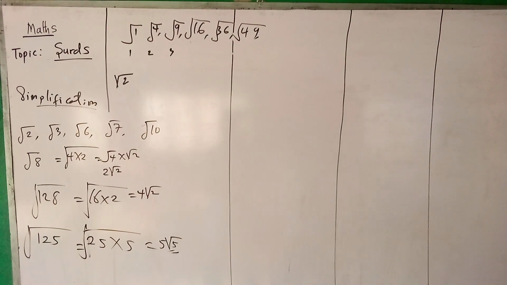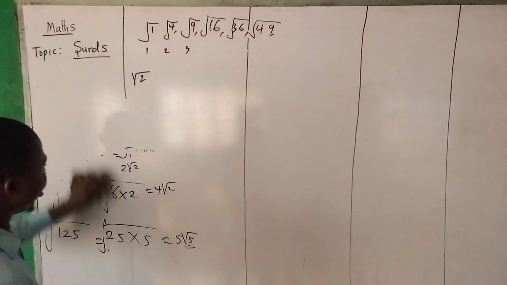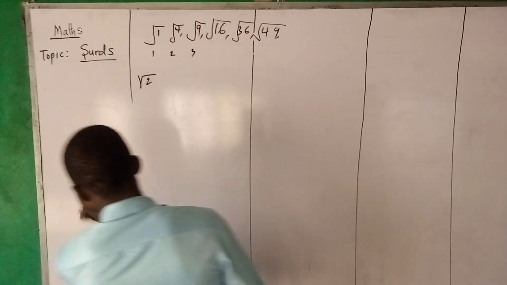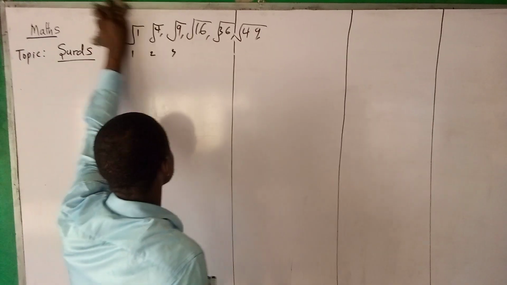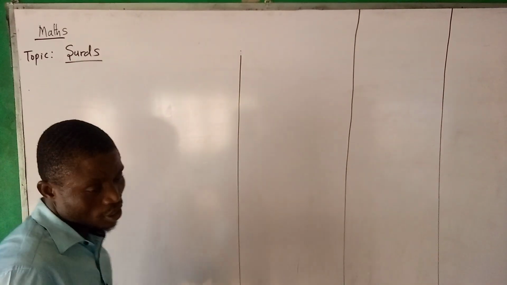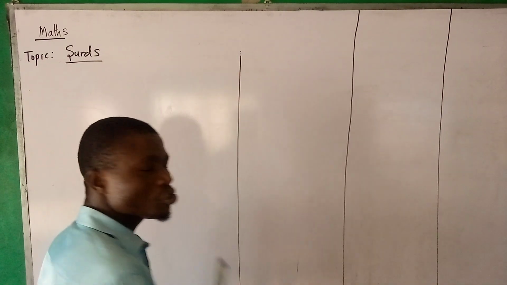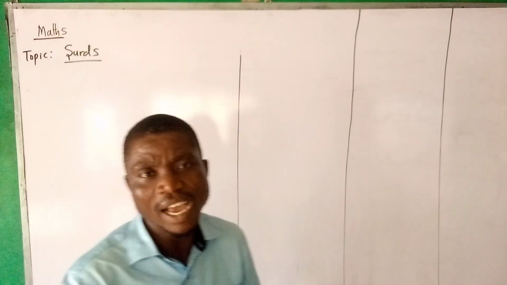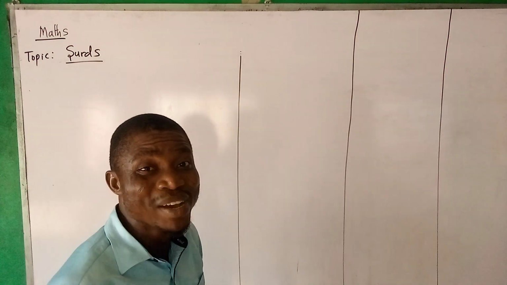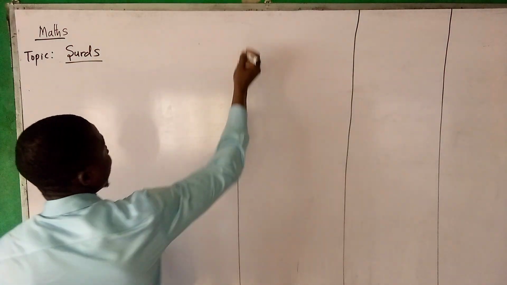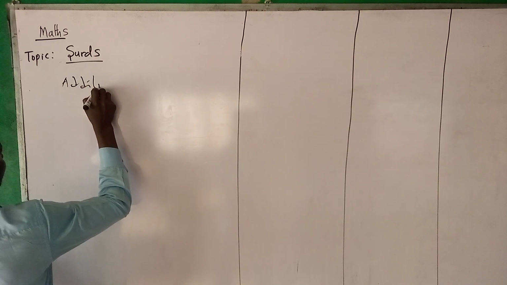Now the next thing I'm going to tell you is the basic operations: addition of surds, subtraction of surds, multiplication of surds, and division of surds. Just like other numbers, like rational numbers and whole numbers, that can be added, subtracted, and divided, so also you can apply the basic operations under surds. So let's look at addition of surds.